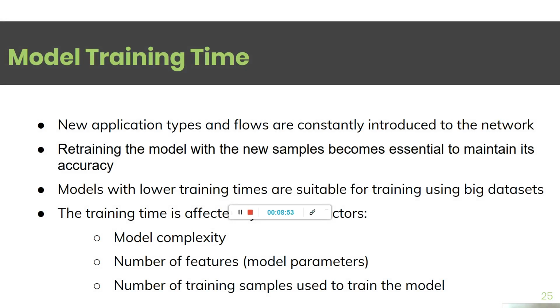Another challenge that you would face with high dimensional data is model training time. There are different factors that affect it, mainly the complexity of the machine learning model and the hypothesis that it's producing, as well as the number of features and the number of samples you are using to train the model. But it becomes essential to maintain a low training time in applications similar to network traffic identification, where you're constantly introducing new flows to the network that would need to be used in retraining the model in order to maintain its performance and accuracy.